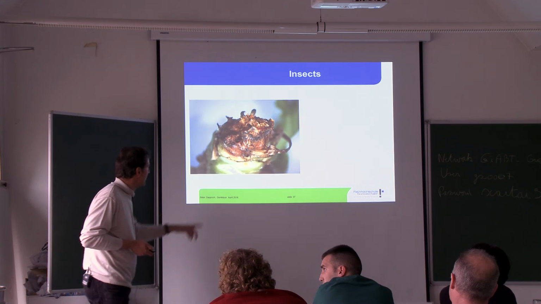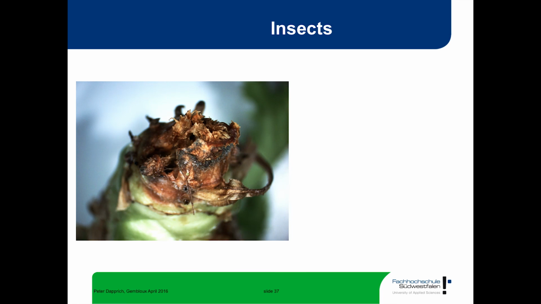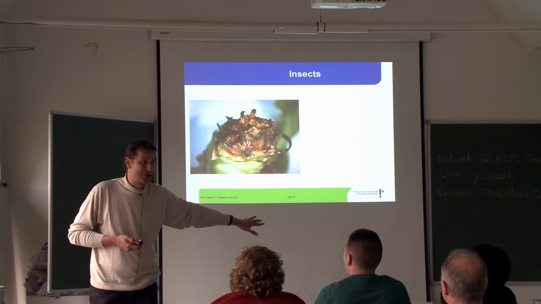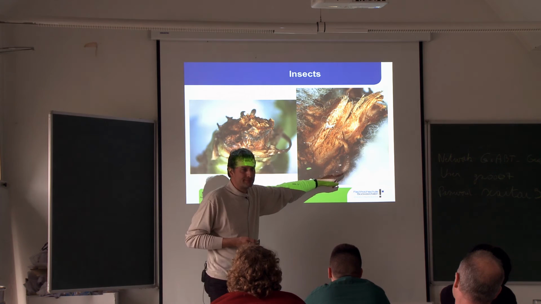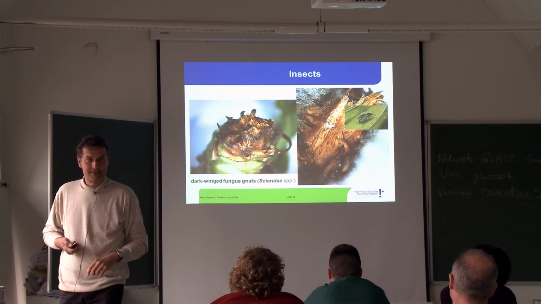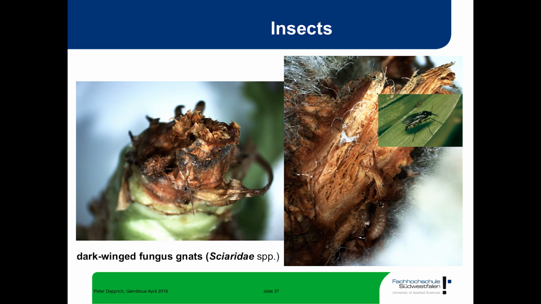This is a lettuce plant I found a few weeks ago in our system. I had no idea what it could be. Does anybody of you have any idea what this might be? It is upside down, by the way. Here were the roots, here are the leaves. I brought it into the lab and had a closer look under the microscope to find this one. A larva. The dark-winged fungus gnat.